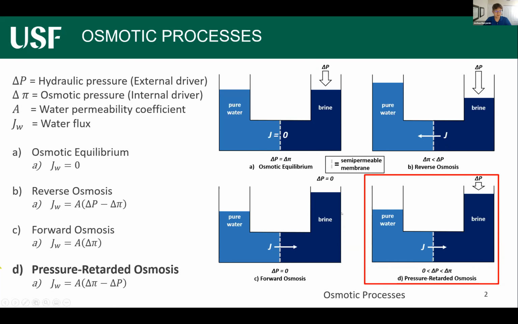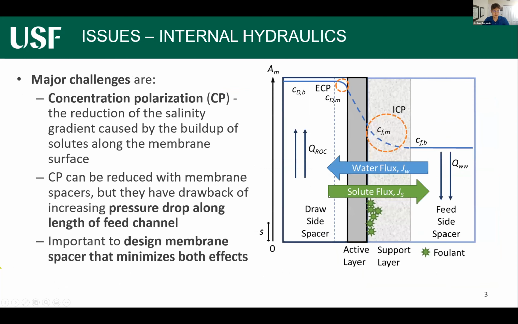And some of the preliminary modeling that we've done has shown that if you do pressure retarded osmosis with a seawater desalination and wastewater process, you can recover anywhere from like 10 to 14% of the energy used in seawater desalination. But pressure retarded osmosis also has its own issues in terms of concentration polarization, which is a reduction in salinity gradient caused by the buildup of solutes along a membrane surface.